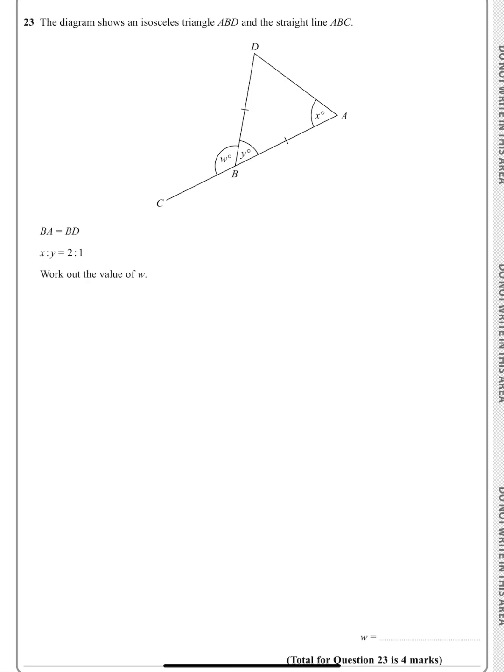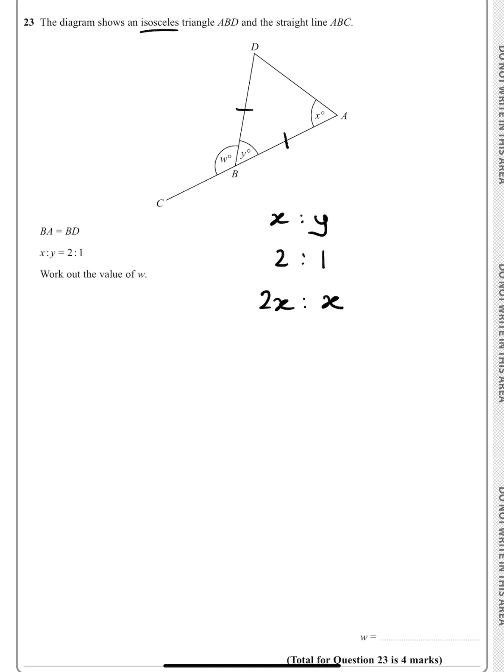Question number 23 says that the diagram shows an isosceles triangle, ABD, and the straight line ABC. Now, BA is equal to BD, so these two lines are the same length because this is an isosceles triangle. And X to Y is in the ratio 2 to 1. So I'm going to write X to Y in the ratio of 2 to 1. So what this means is that X has a value, let's say 2x, and Y would just be x.